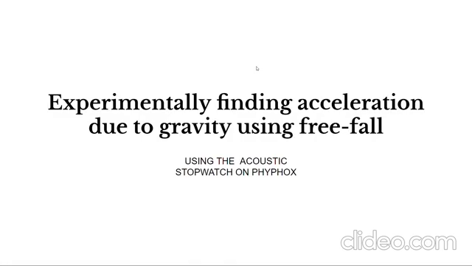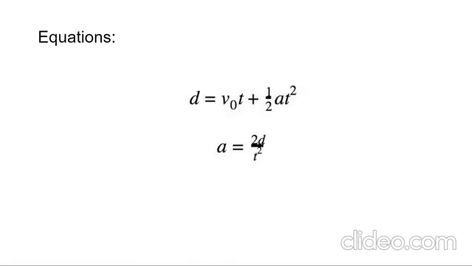In this experiment, we are trying to find acceleration due to gravity using freefall. We will be using the equation d equals v naught t plus 1 over 2 a t squared. Our initial velocity is 0 meters per second since our object is starting from rest, so the equation we use to find acceleration due to gravity is a equals 2d over t squared.